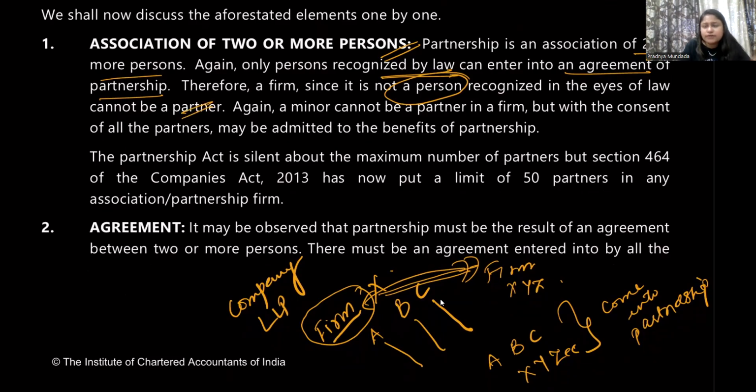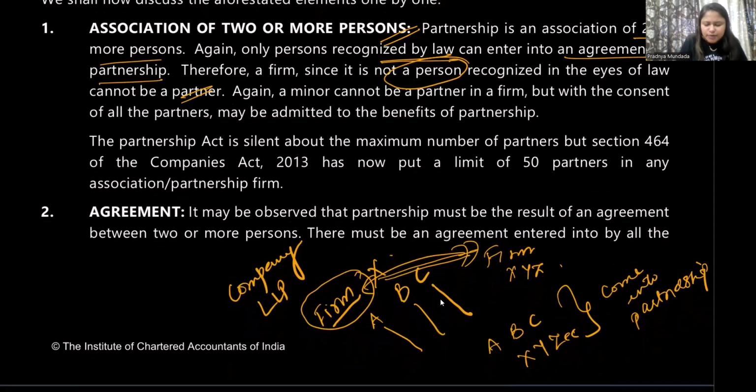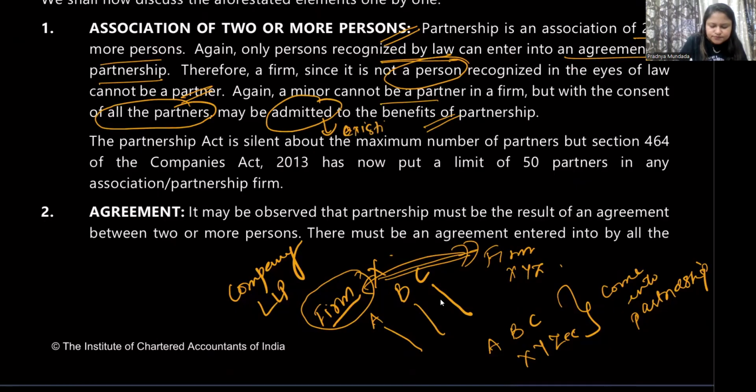Again, a minor, obviously, we have discussed in detail every time, cannot enter into partnership. So when a partnership firm is started, can you have one partner as a minor? No, it will become void ab initio. However, after the partnership has started, can you admit him? Yes, with the consent of all the partners. That too only for profits and benefits. He will not be liable. So again, a minor cannot be a partner in the firm, but with the consent of all the partners, you can admit him. Look at the word admit. Admitted means the firm should already be existing. So initially, in the first set of partners, there is never going to be a minor.